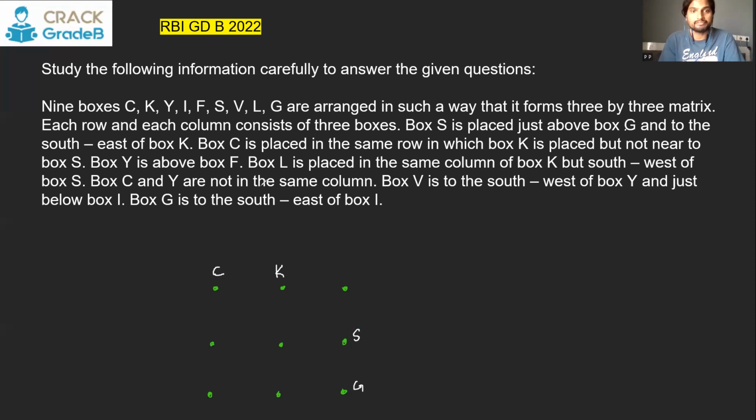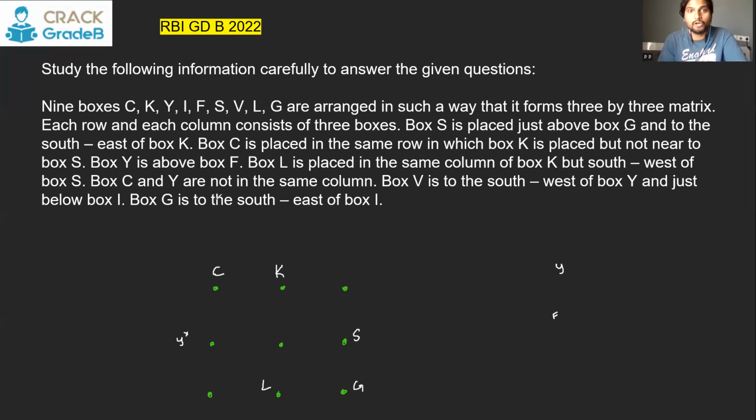Y is above F. Y has to be above F. But we know that C and Y are not in the same column. So this cannot be Y. This cannot be Y. Y is above F. L is placed in the same column as K, but southwest of S. So in the same column, southwest of S, that makes this L.